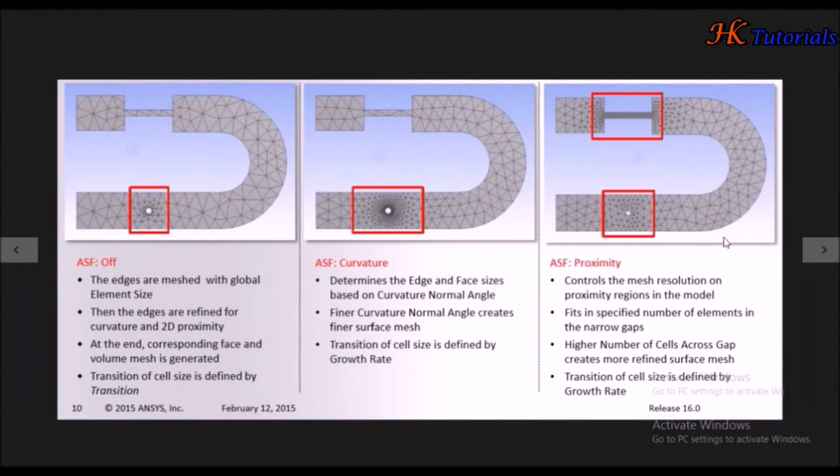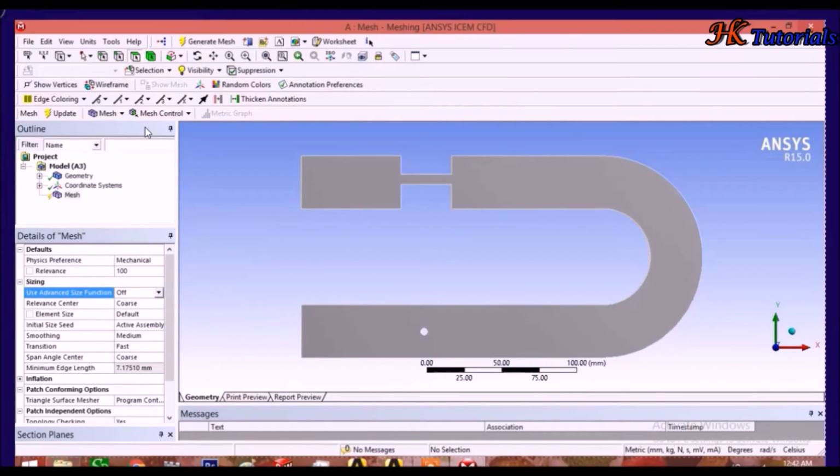Okay, so this is the example, and advanced size function is off. There is nothing special here and at the high curvature also, but when this option is kept at curvature, then it focuses on the curvature meshing, and when it is kept at proximity, then it focuses on this region, and when it is kept at both, then it includes both proximity and curvature. Okay, so let's try this.